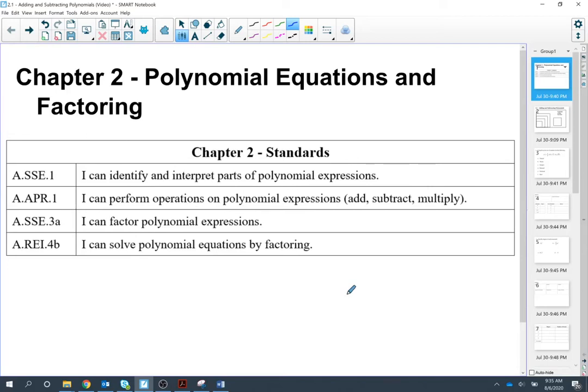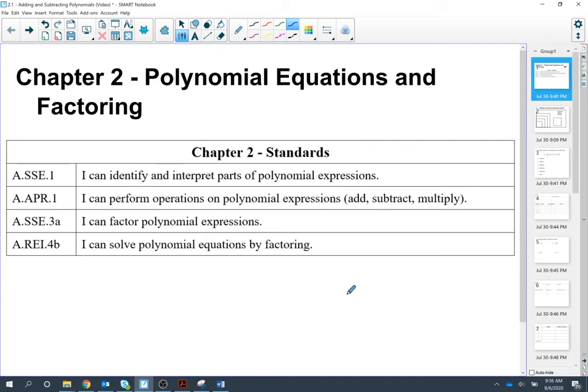Okay, everybody, welcome to Secondary Math 2 Honors and the start of a new school year. So we're going to start out this year with Chapter 2, Polynomial Equations and Factoring. In this chapter, there are 4 different standards that we're going to go over, you're going to learn, and you will be tested on. The first 2 standards, A.SSE.1 and A.APR.1, are going to be the first half of the chapter, and then the second 2 are essentially going to be the second half of the chapter.